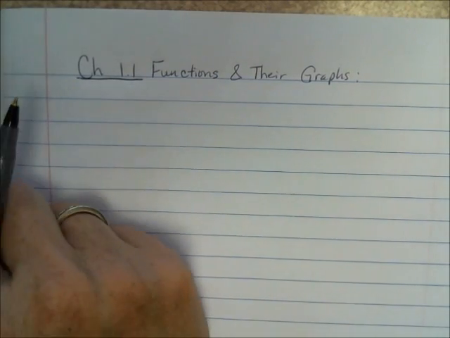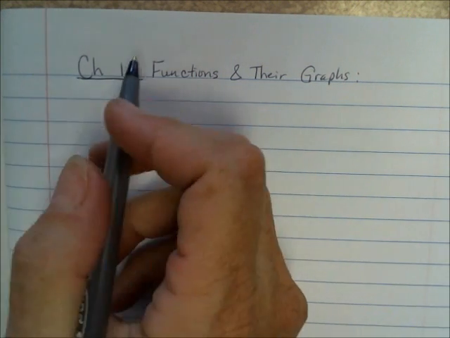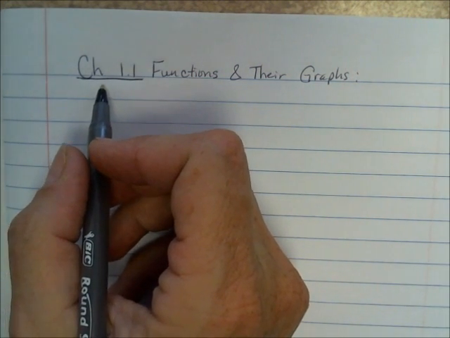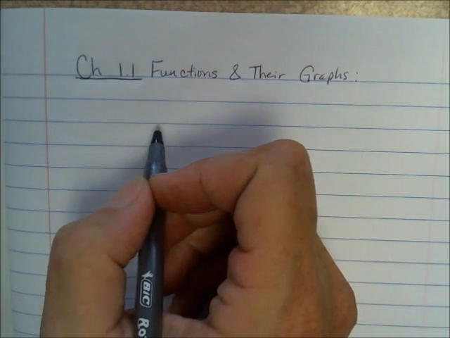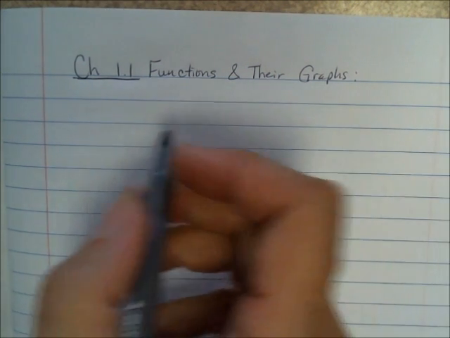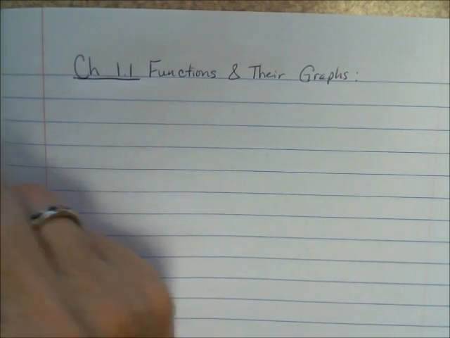We're going to get started this year with the first video in our textbook. This is chapter 1.1. It's an outline of the chapter Functions and their Graphs. So let's take notes on this part of the chapter.